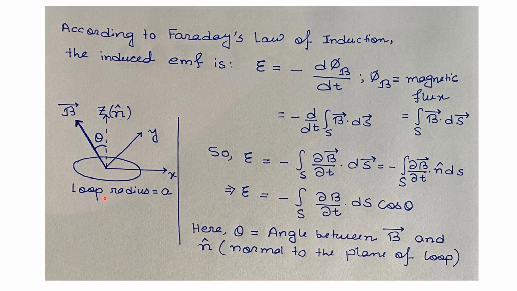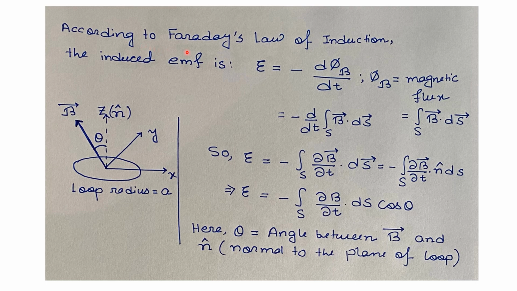Let us consider a small loop having radius small a lying in the xy plane. The normal to the plane of the loop is along the z direction, and that is denoted by n cap. Now the magnetic field vector, that is B vector, of the incident EM wave on the loop is making an angle theta with the normal to the plane of the loop.